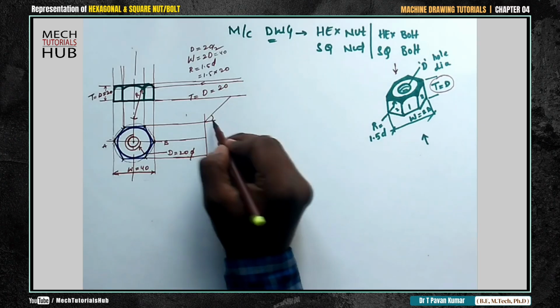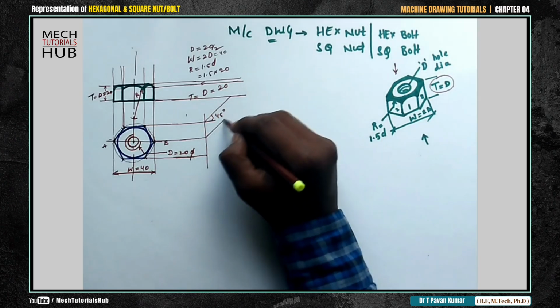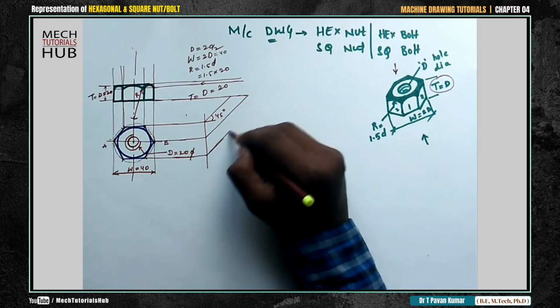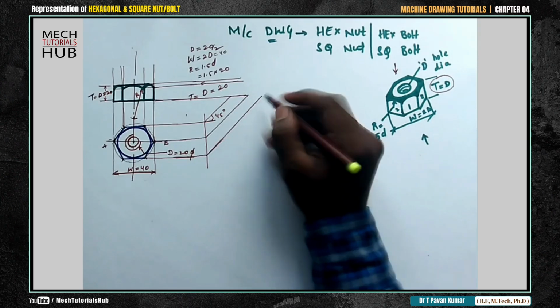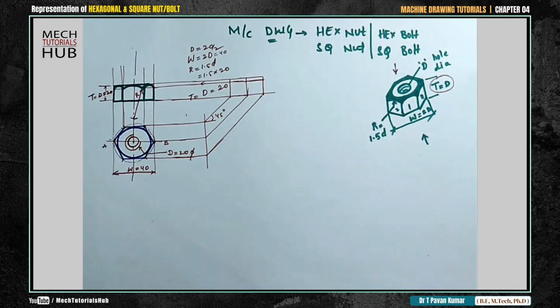This is maintaining 45 degrees. Draw one more parallel 45 degrees line and one more. There are three intersections, draw 3 lines. Okay. Now from here draw verticals. Till here it is okay.